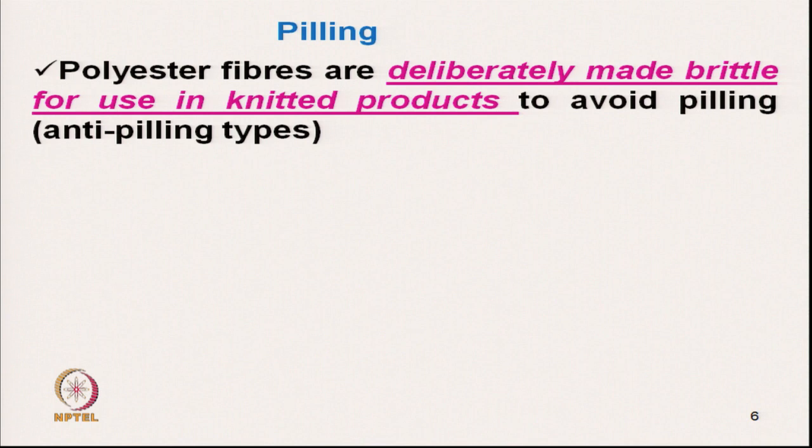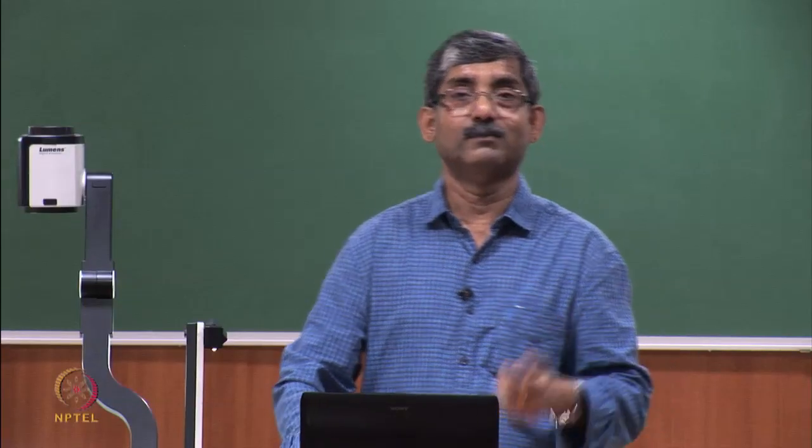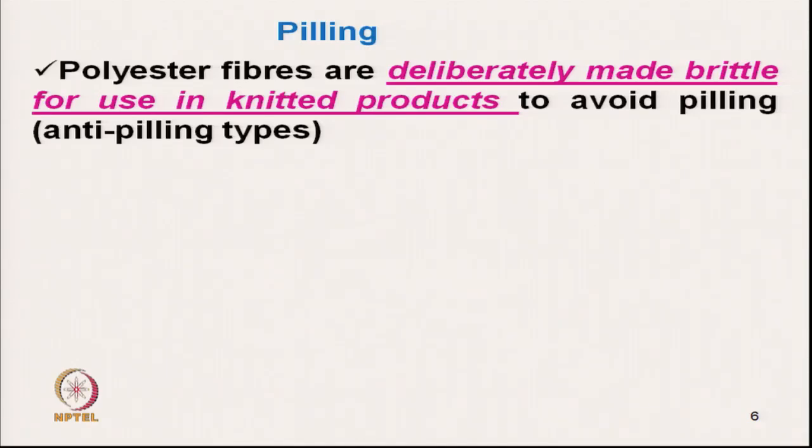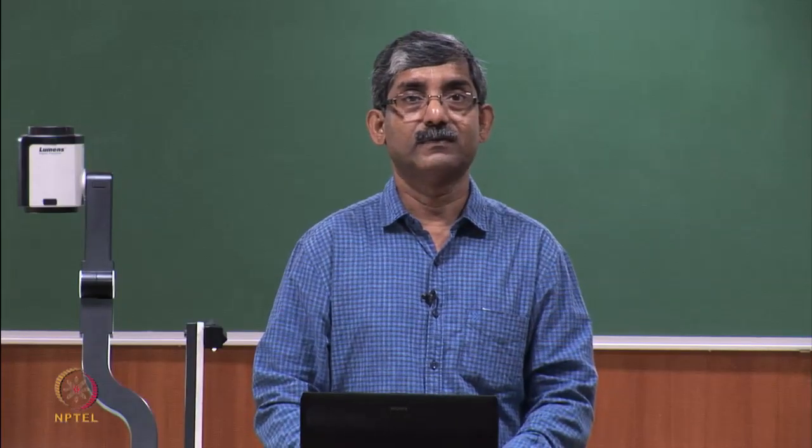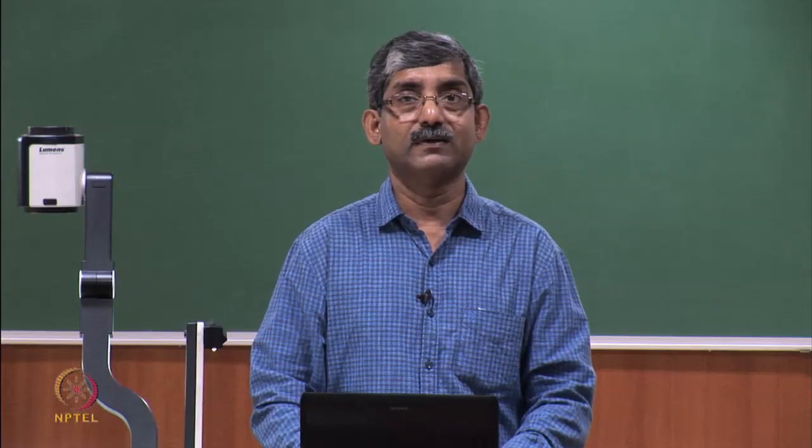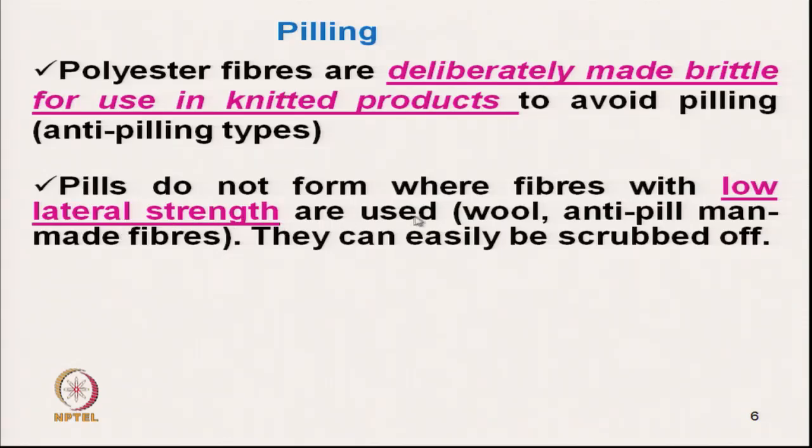As I have mentioned, low peel polyester is available. Polyester fibers are deliberately made brittle for use in knitted products to avoid peeling. So, for the knitting industry, low peel polyester is nowadays used. It is called anti peeling type. Peels do not form where fibers with low lateral strength are there, like wool and anti peel man made fibers. They can be easily scrubbed off.